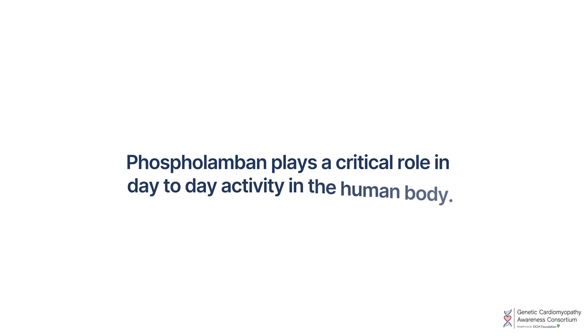So for example, when you run and you have a lot of catecholamines, which are these specific hormones that allow your heart to increase its rate of contraction and relaxation, phospholamban gets phosphorylated and SERCA2A is allowed to pump more calcium back into the sarcoplasmic reticulum, allowing it to release more. So you have an increase in the amount of force and contraction that can happen. So phospholamban plays a very critical role in the day-to-day activity of the human body.